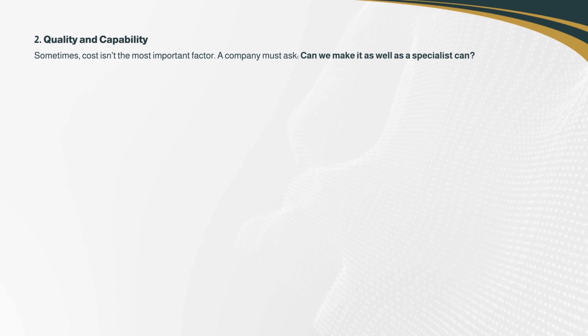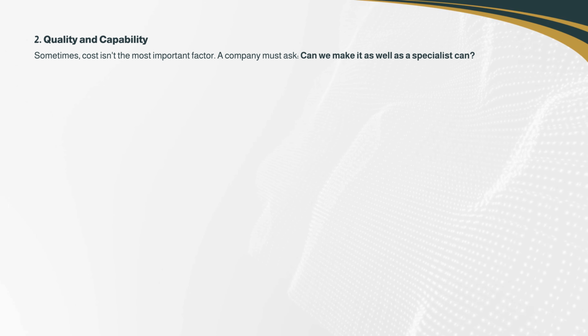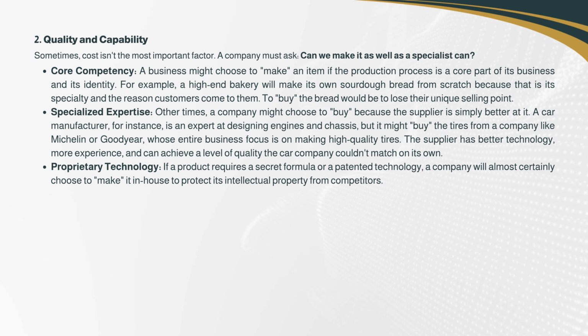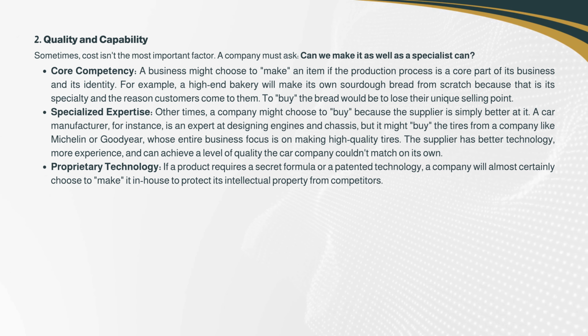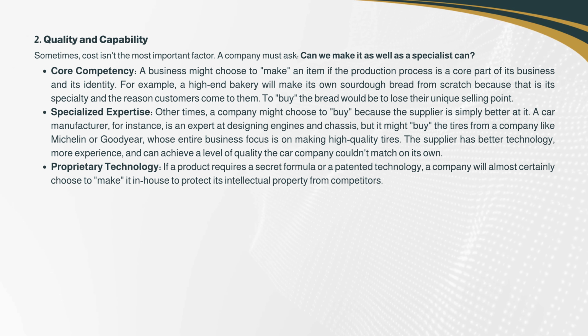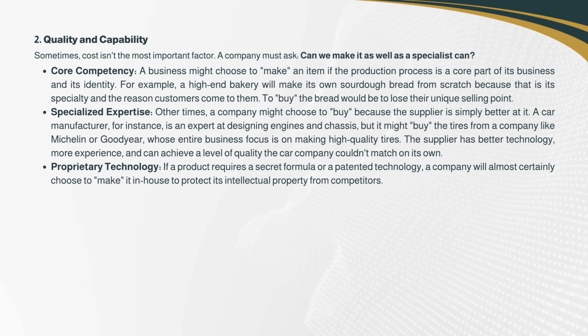2. Quality and capability. Sometimes, cost isn't the most important factor. A company must ask, can we make it as well as a specialist can? Core competency. A business might choose to make an item if the production process is a core part of its business and its identity. For example, a high-end bakery will make its own sourdough bread from scratch because that is its specialty and the reason customers come to them. To buy the bread would be to lose their unique selling point.